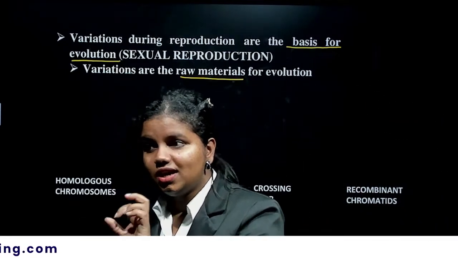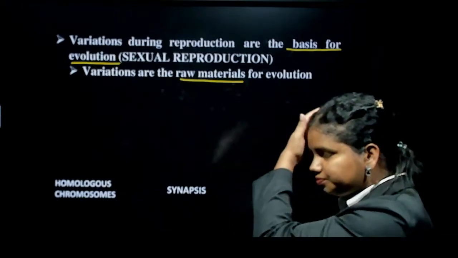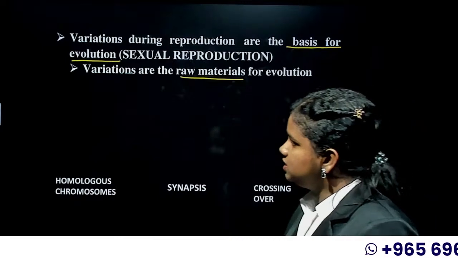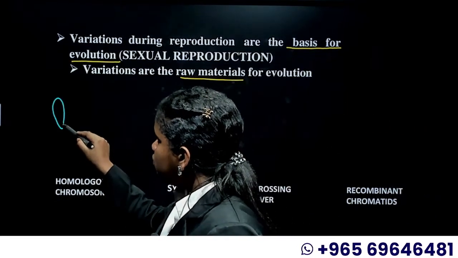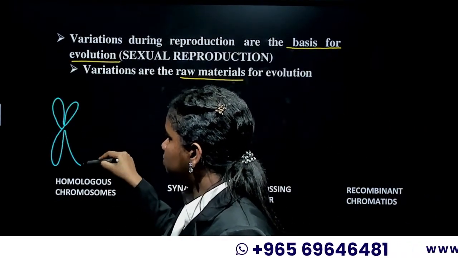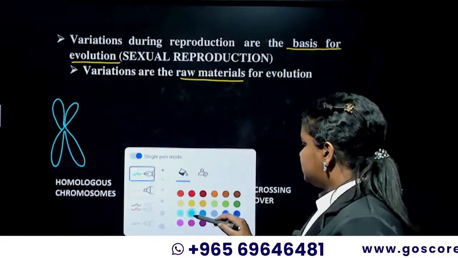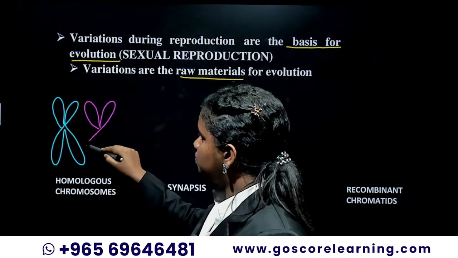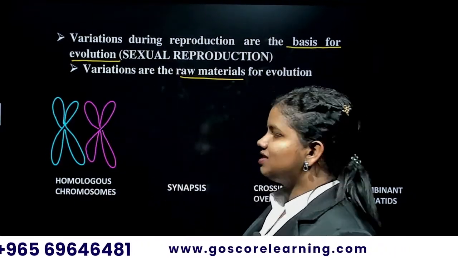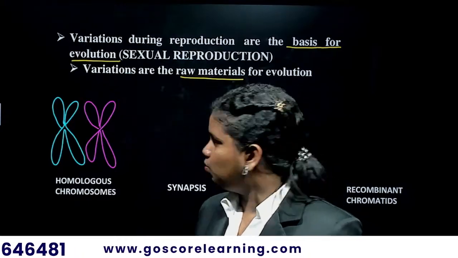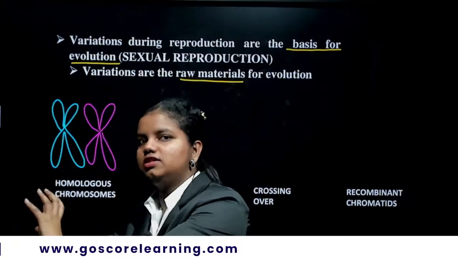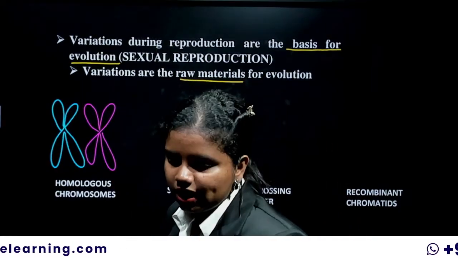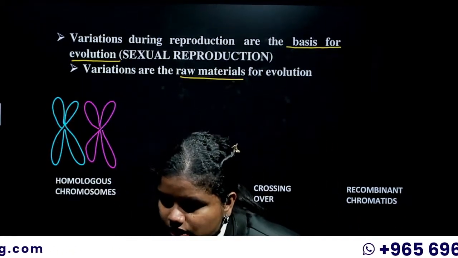Since we have said a lot about variation, let's see how this crossing over happens during sexual reproduction that can lead to variation. So during sexual reproduction, suppose this is the paternal chromosome, and let's take another color for the maternal chromosome. Suppose these are the two different sets of chromosomes: the blue set from your father's side, and the purple set from your mother's side. Suppose this is the condition.